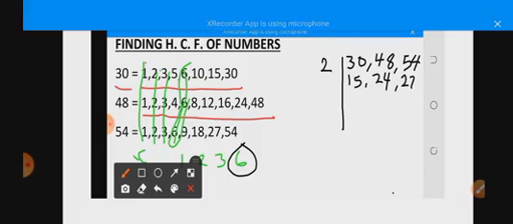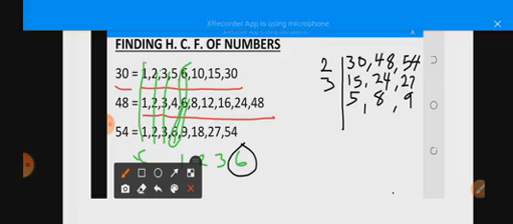So we proceed to 3. Will 3 divide? Here we use the divisibility rule of 3. If we add 1 to 5 to give us 6, 6 is divisible by 3. If you add 2 to 4, it will give you 6, and 3 will divide 6. Add 2 to 7 gives you 9. So 3 can divide all the numbers. 3 into 15 gives you 5, this gives you 8, and this gives you 9.